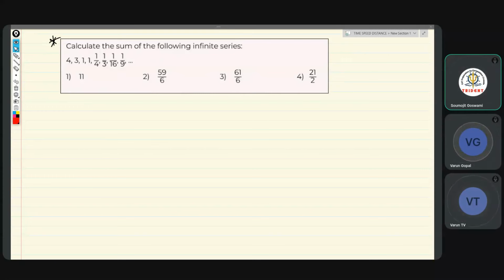Okay, I hope that makes sense. Sir, here I can't find a pattern. I mean, we can find a pattern: 4, 1 by 4, 1 by 16, 1 by 64, like that.